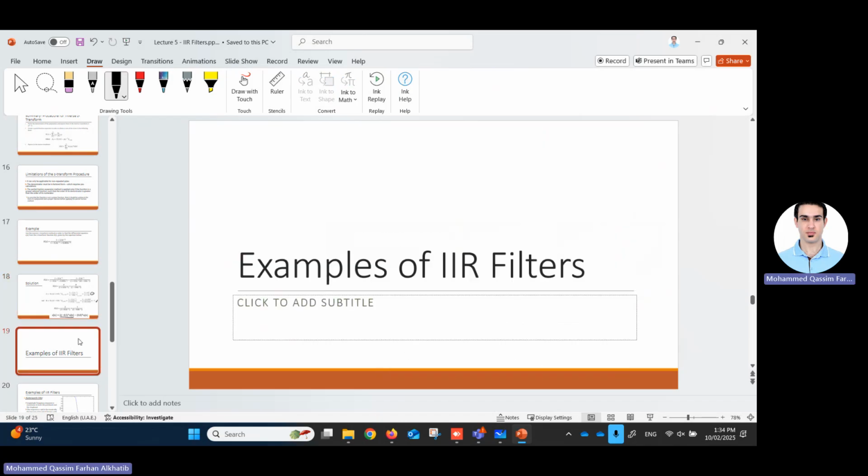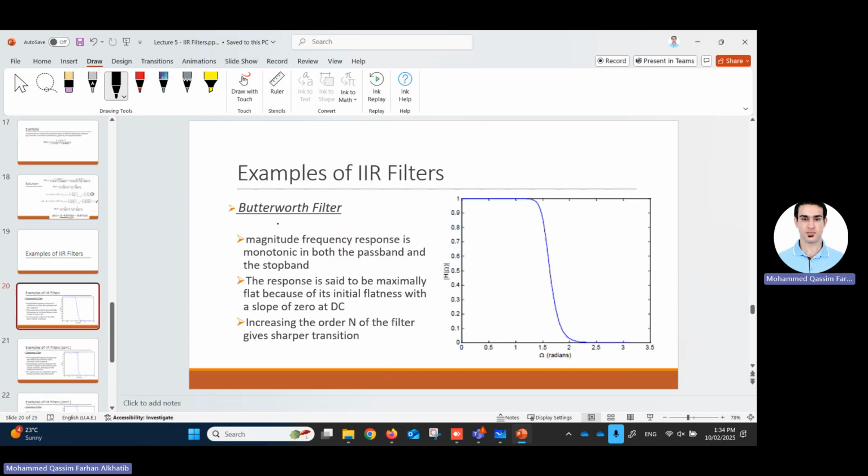All right, some examples about IIR filters. You don't have to memorize them, but just tells you some information or characteristics about each one of them. So for example, we have the Butterworth filter, has the advantage of having a flat response at the pass band and the flat response at the stop band, smooth transition, quite sharp. So the magnitude frequency response is monotonic in both pass band and stop band.